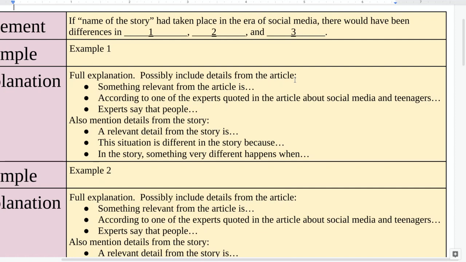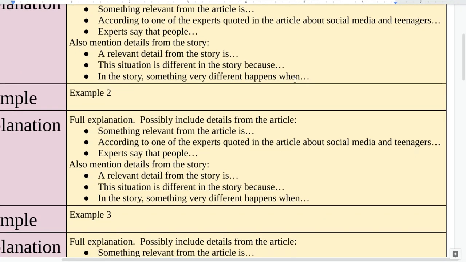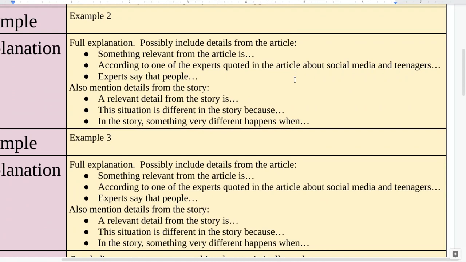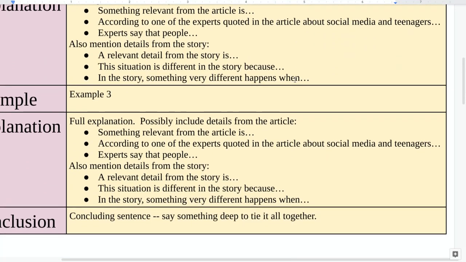I'm not saying you have to do that. You could get a level 3 on this if you just skipped this part and then just got relevant details from the story. Right? So a level 2, a level 3 is going to be possible without doing the really hard stuff. But if you're going for the level 4, you want to do the hard stuff. And so I've got this set up for you to do 3 full examples and explanations. And then a concluding sentence. Okay, let me talk about that concluding sentence.